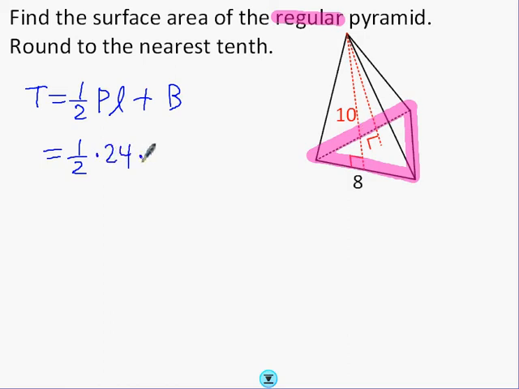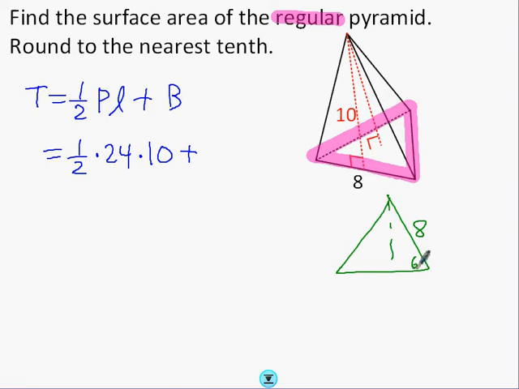The slant height, okay, this one in the middle represents the height of the triangle, so they're actually giving us the slant height here. It's 10 plus B. B is the area of the base, which is going to be a little bit difficult. It's a regular pyramid, so it's a regular base, so it's an equilateral triangle. All the sides are 8. I'm going to split it in half.